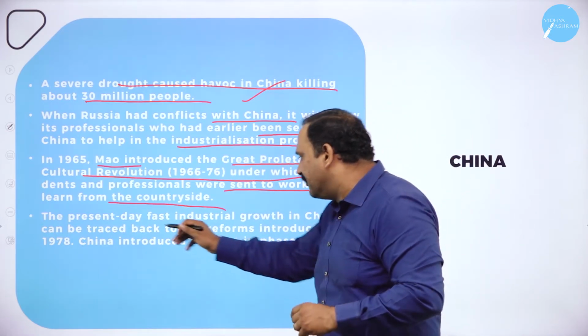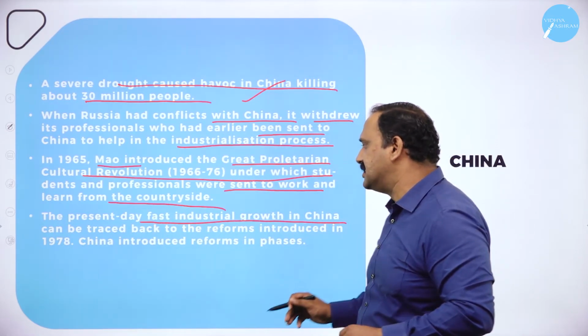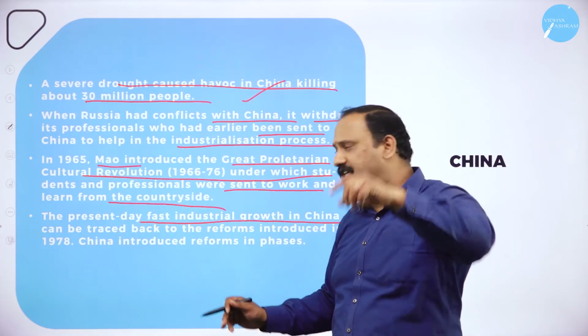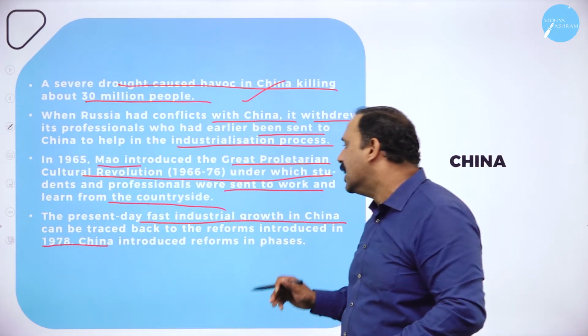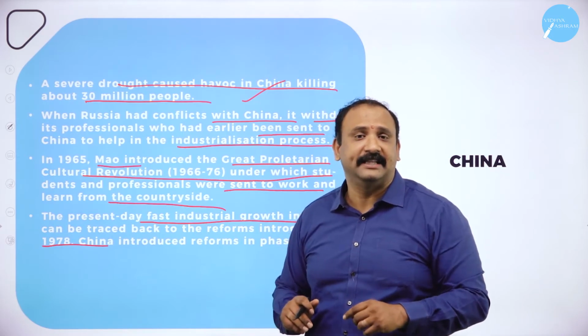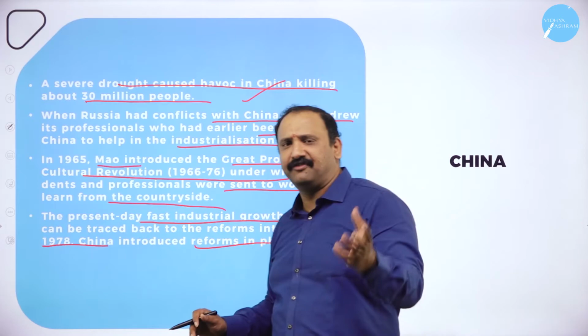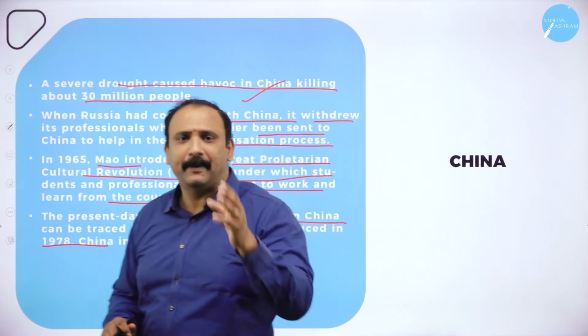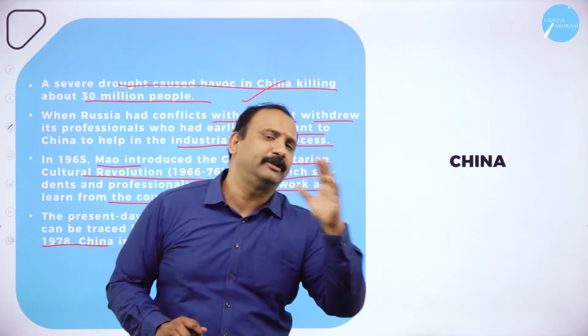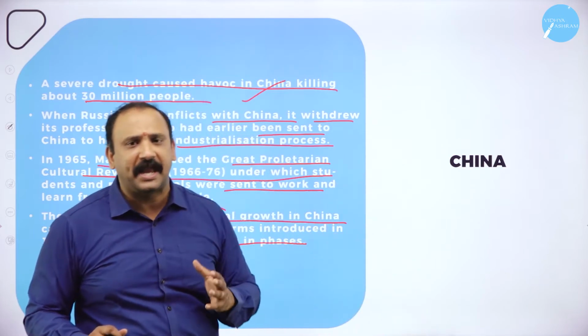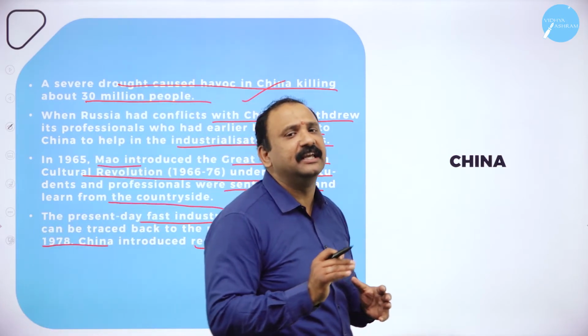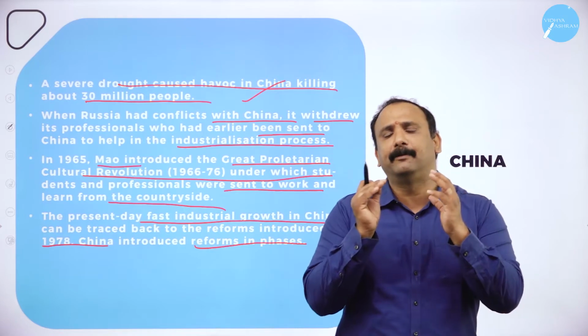The present-day fast industrial growth process in China can be traced back to the year 1978. Why? Because the reforms were introduced in that year. China also introduced these reforms in phases. So definitely the Chinese development process can be tracked to 40 years back, when they first came up with something called the cultural as well as the employment revolution.